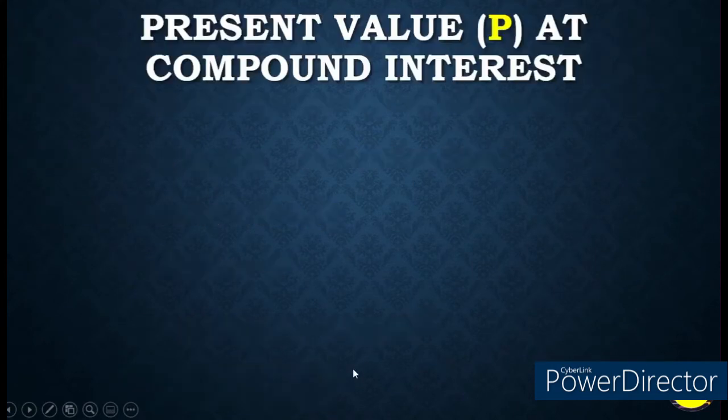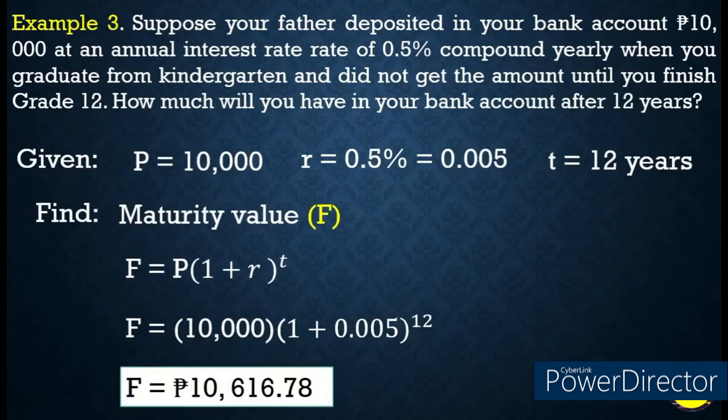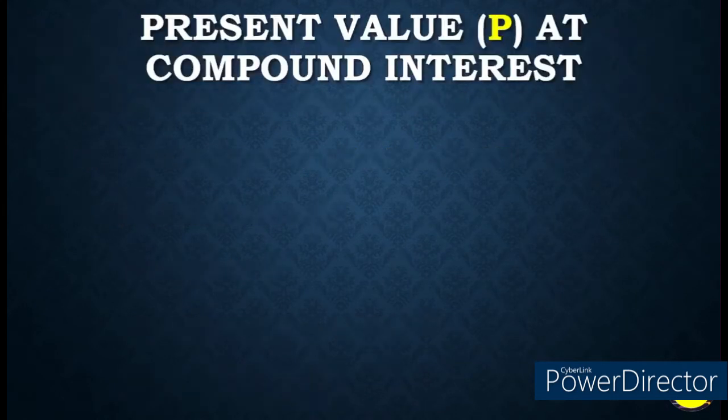So, kunin natin yung compound interest niyan, so magkano lang? That is 616.78. So, ilang taon? 12 years. So, yun lang ang tinubo ng pera niya, kasi nga, mas mababa yung rate. 0.5% lang. Okay. Next.